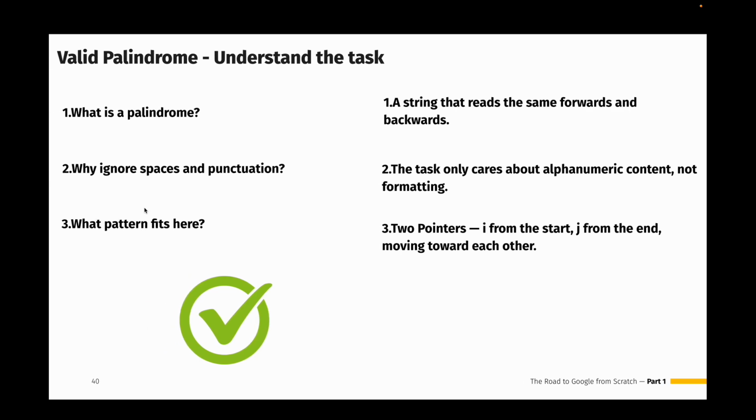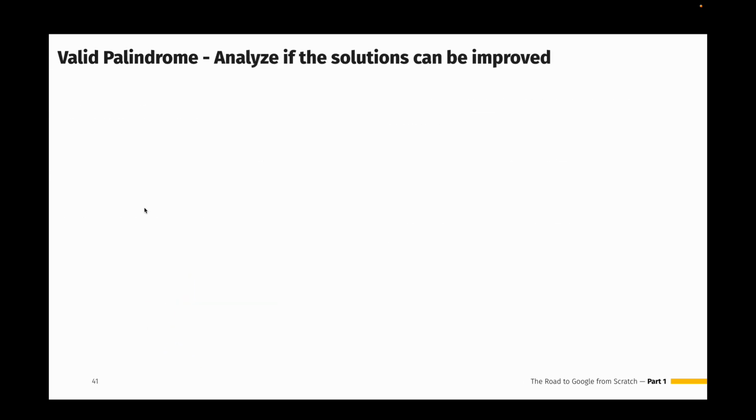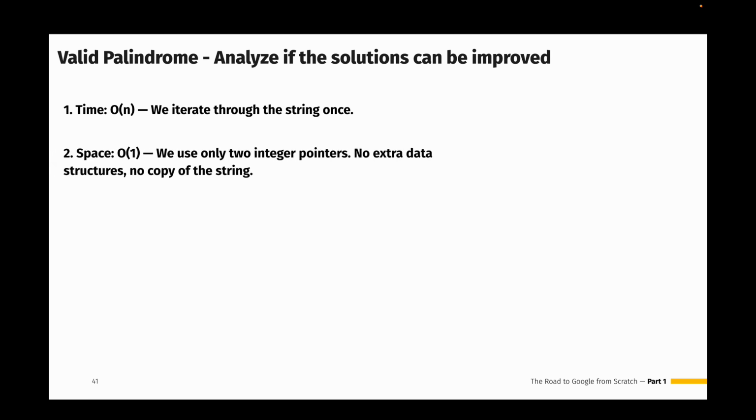Now let's analyze our solution. The time complexity is O(n) because we iterate through the string once, and the space complexity is O(1) because we use only two integer pointers and no extra data structures, no copy of a string, and so on. So in my opinion, this complexity is good. We can leave our solution as it is and move to the next tasks.